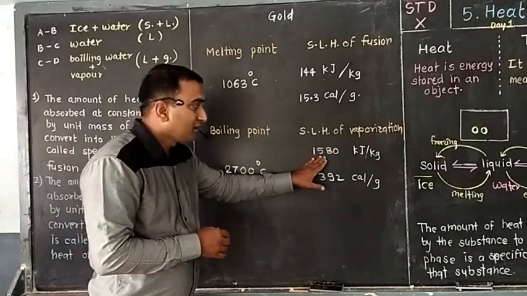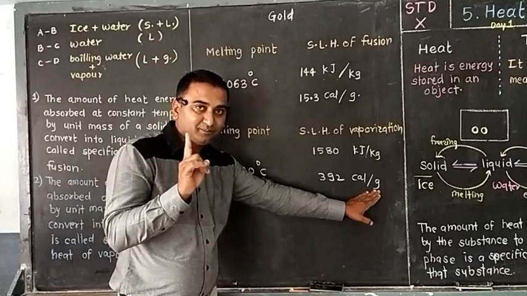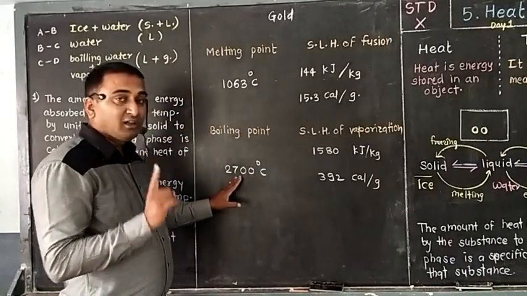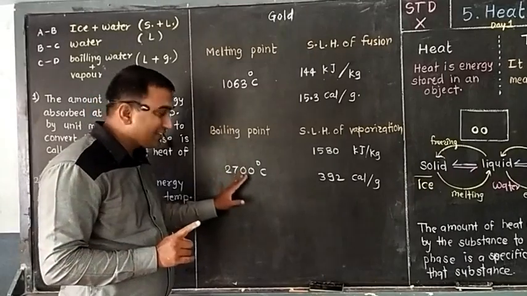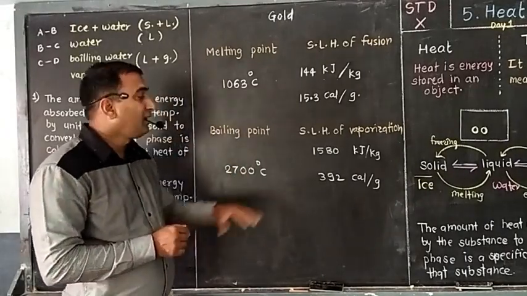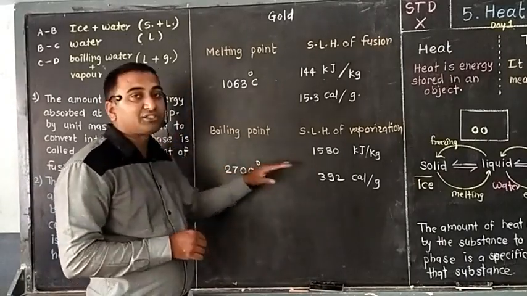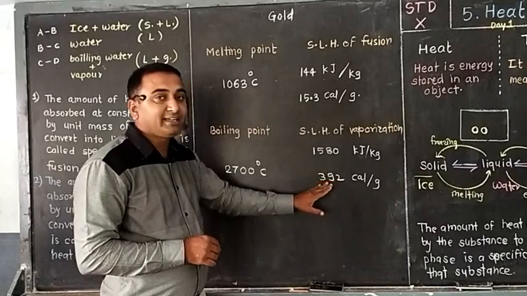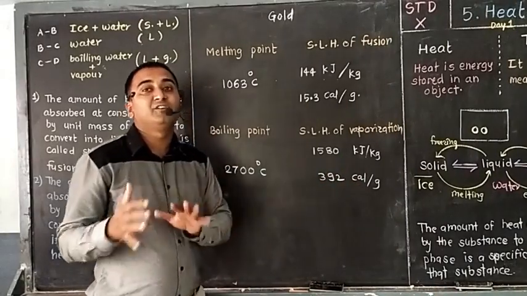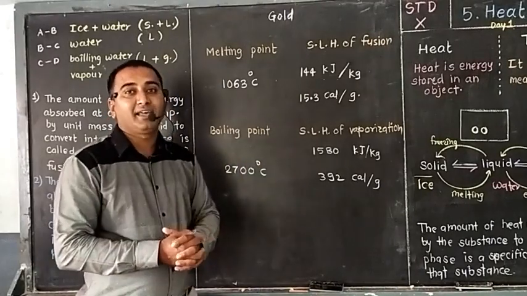Then if your gold is 1 gram and the temperature of that gold is 2700 degrees Celsius, in liquid form, then it starts to convert into what? The gaseous one. And to convert it totally into gas, at this constant temperature, it will consume 392 calories to change the phase. So like this we should understand all the remaining examples.